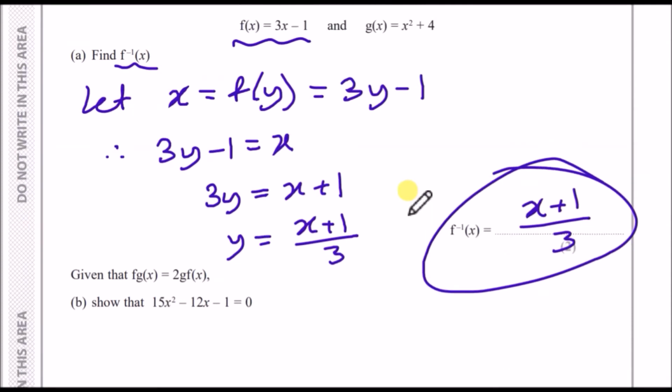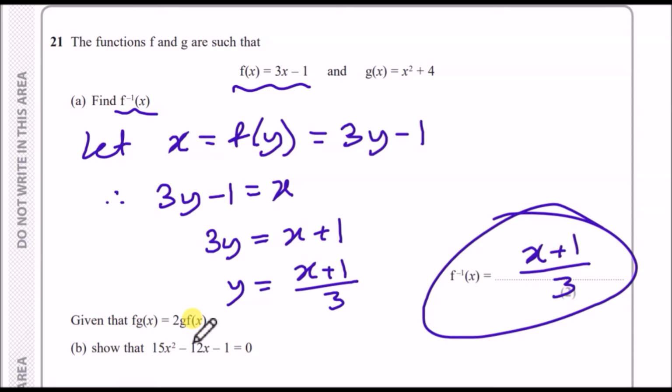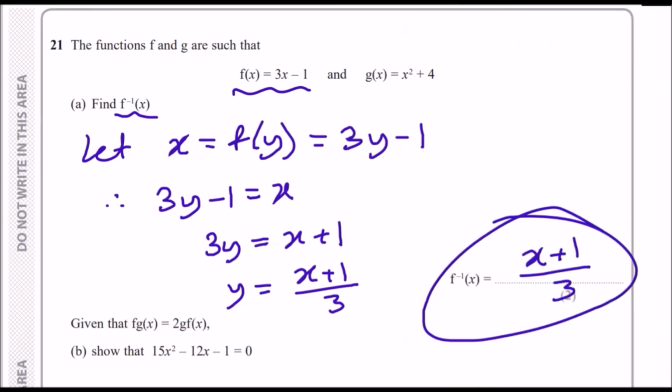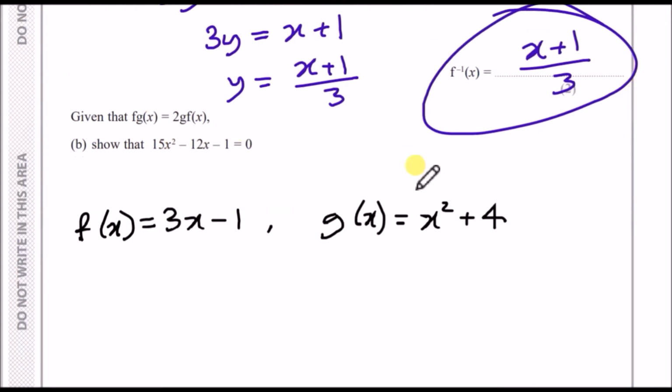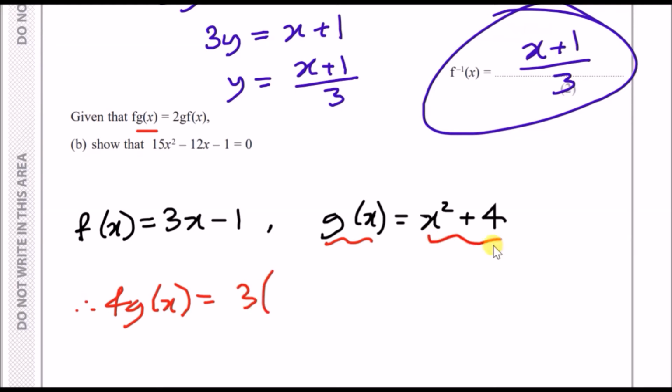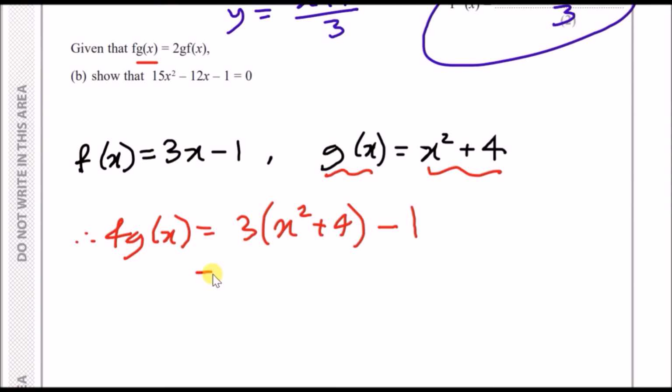And for the second bit, it says given that fg(x) equals 2 times gf(x), show that you can get a quadratic equation. Alright, so what I did guys, I rewrote the f and g functions here just for convenience. And now to find the first one, fg(x), what that actually means is that we're going to substitute the g(x) function into the function of f. So g inside f. In other words, instead of 3x minus 1, it'll be 3 times the g function, take away 1. So that's what it looks like. And yeah, now we just have to tidy it up. So expand it carefully guys, and eventually you get 3x squared plus 11.